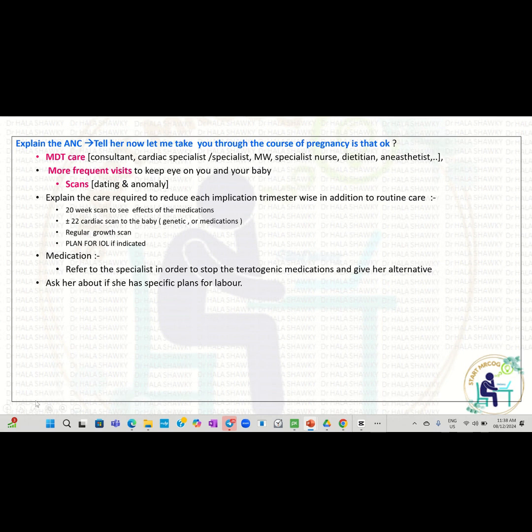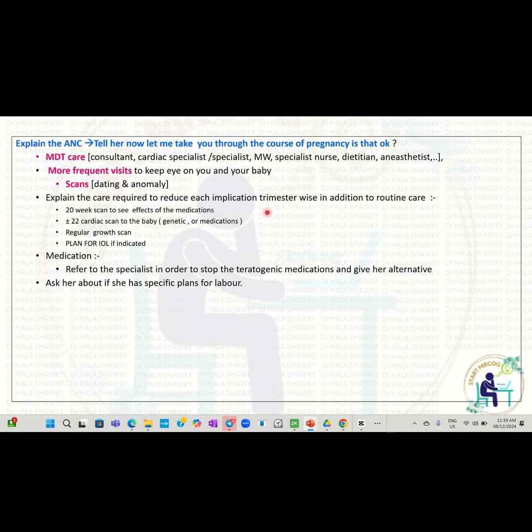Coming to the antenatal care, explain to her the antenatal care. Tell her, let me take you through the course of pregnancy. Is that okay? You will be cared for by a multidisciplinary team, including a consultant, cardiac specialist, midwife and specialist nurse, dietitian, and anesthetist. You will have more frequent visits to keep an eye on you and your baby. You will have, in addition to the routine dating scan and the 20-week scan, additional care. So you will explain to her the care required to reduce each complication, trimester-wise.